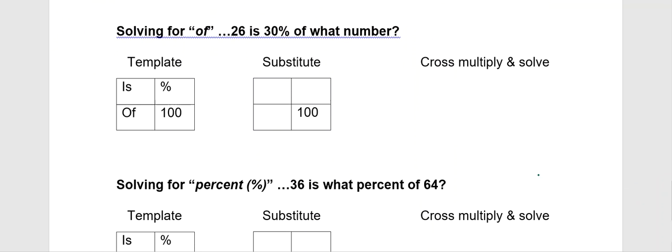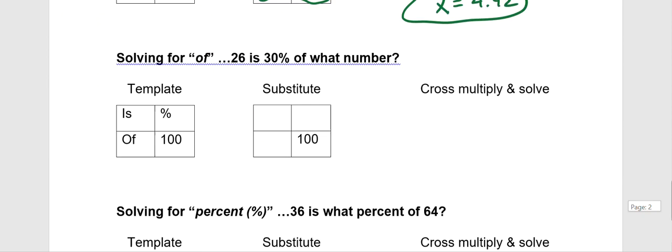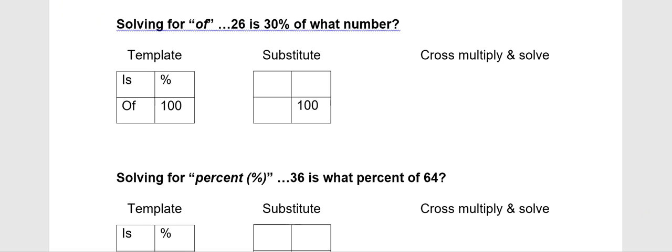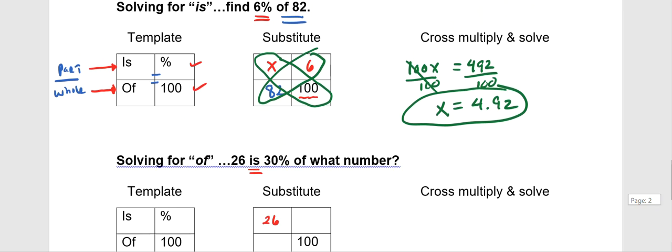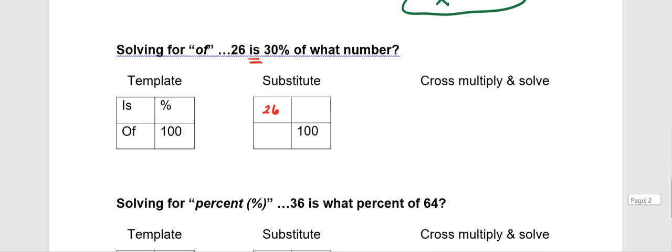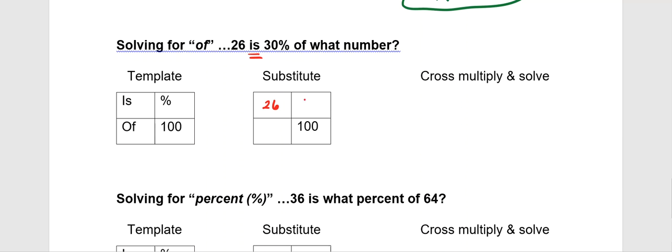So we will start out by saying 26 is. So again, there's that word is in close proximity to 26, so I know that's my is. 26 is 30%. I know my percent sign represents that number as my percent. 26 is 30% of what number? So my unknown this time is my of.